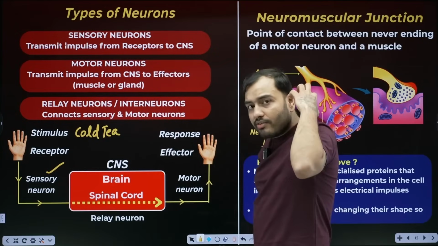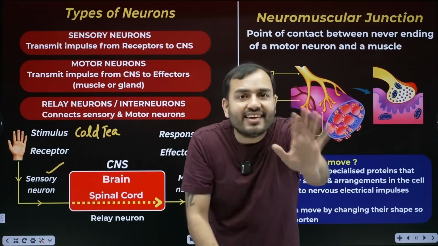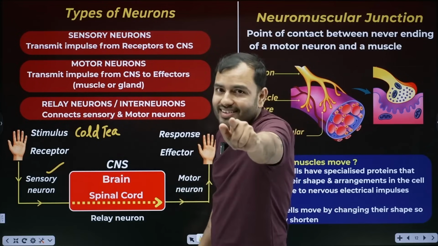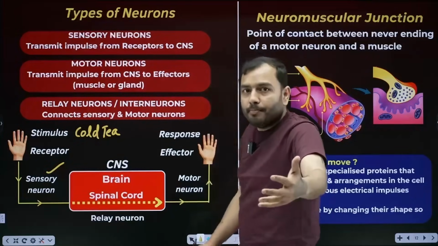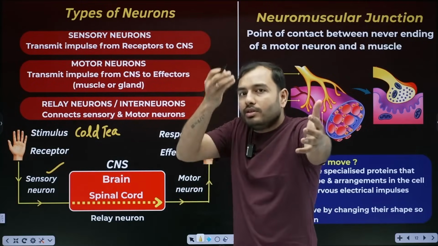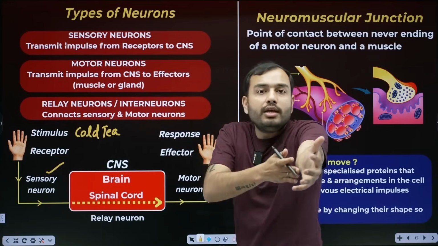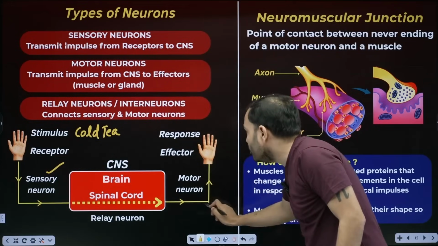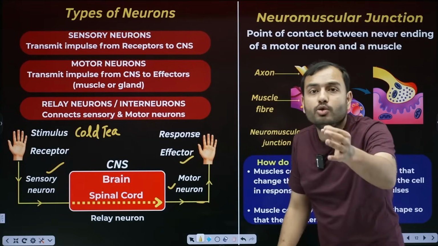Now, the information has to come back from our central nervous system. Back to whom will it come? Back to the same hand. But this time, the hand won't be the receptor. This time it will react. It will become the effector. So those wires, nerve cells, neurons, the neurons that bring information from the central nervous system, where do they bring information? To the effector. Those wires are called motor neurons.